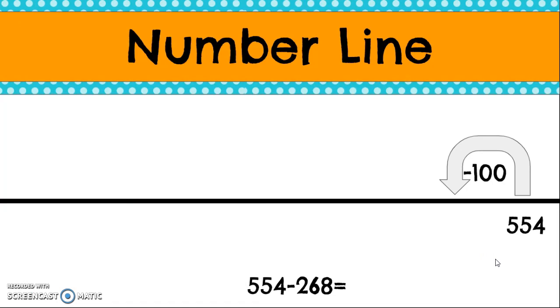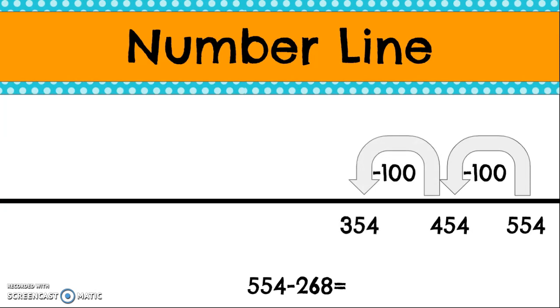So I'm going to subtract 268. So you take away 100, you have your answer, then take away another 100 and have your answer. That covers the 200 within your 268. Then you're going to subtract 60.